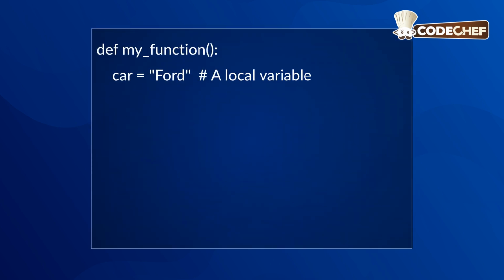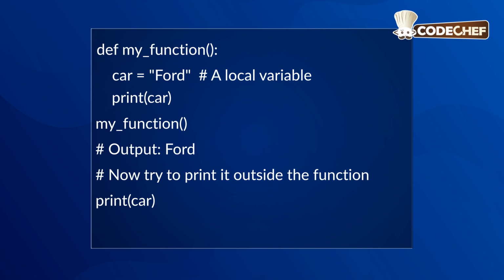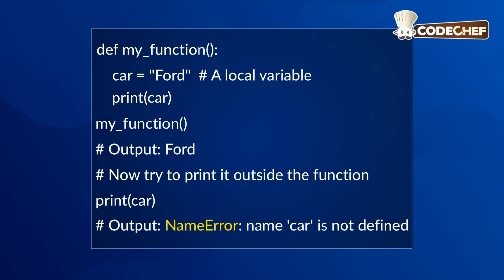Here's a function with a local variable called car. We can print it just fine inside the function. But watch what happens if we try to print it outside the function. We get a NameError. This is because car only exists within the scope of the function.